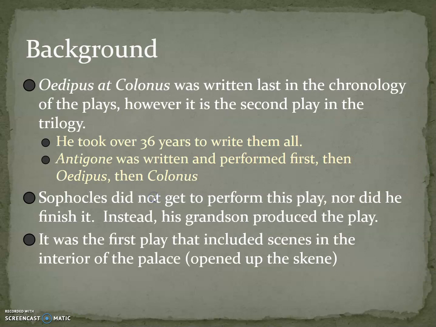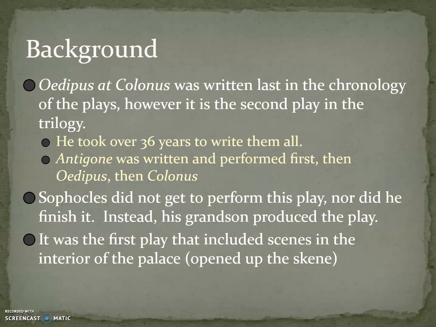So, a couple things. Oedipus at Colonus was written as the last chronologically of the plays. I think we talked about this already. However, it is considered the second play in the trilogy. Sophocles actually took 36 years to write them all, starting with Antigone, then Oedipus, and then Oedipus at Colonus. So he kind of wrote it out of order, for various purposes. And Oedipus at Colonus, I think, holds a very particular meaning for Sophocles himself. More on that in a second.